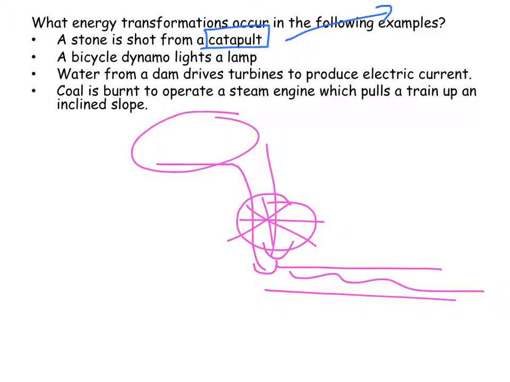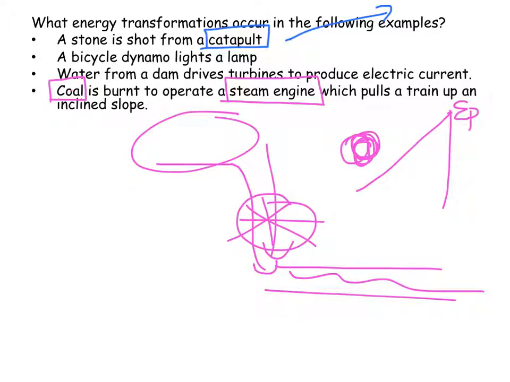And then coal, chemical energy, is burnt in order to operate a steam engine that pulls a train up an inclined slope. So there are quite a lot of things that happen here. Coal, chemical energy, then makes steam, which is going to be kinetic energy, which drives the engines, which is kinetic energy, up an inclined slope, and suddenly you've got some gravitational potential energy as well. Those are all happening in that particular example.